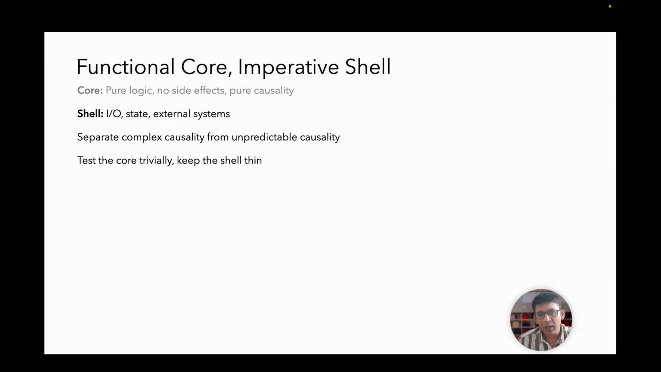Now, why does this work? Because you've separated the complex causality, that is business logic with many interacting rules, from the unpredictable causality, that is external systems, timing, failures, etc. You can reason about the core mathematically. You can test it trivially. The shell is thin and obvious.